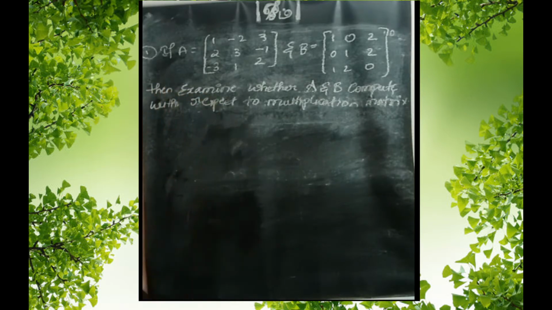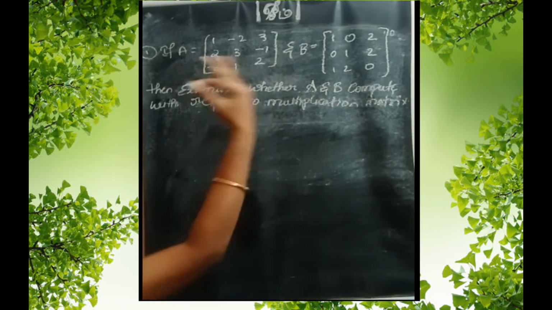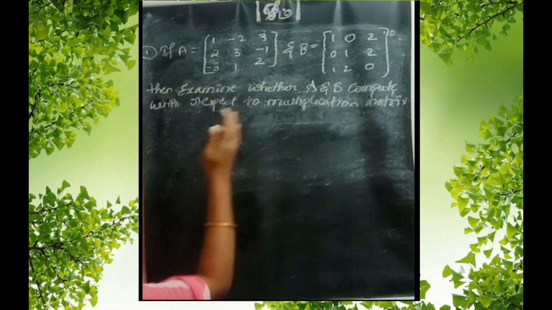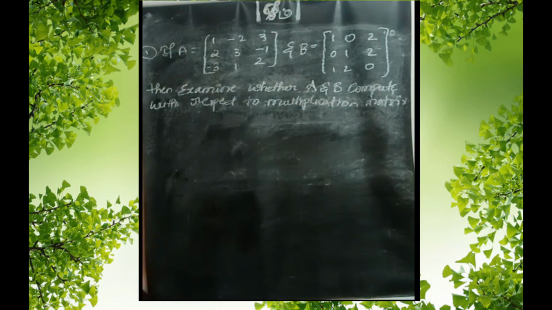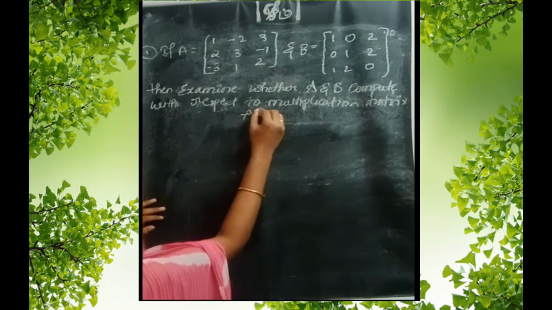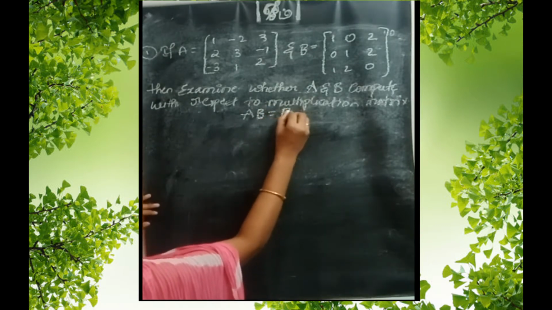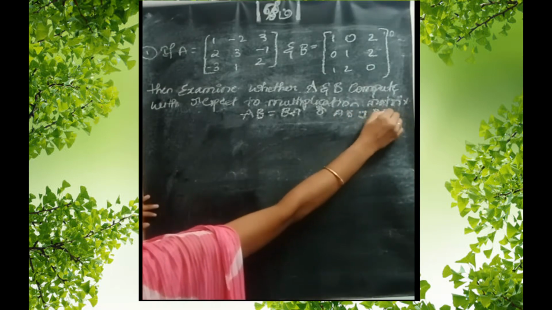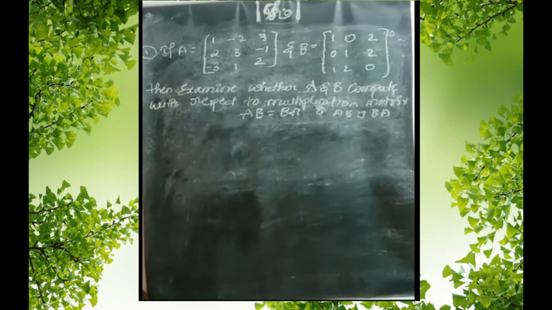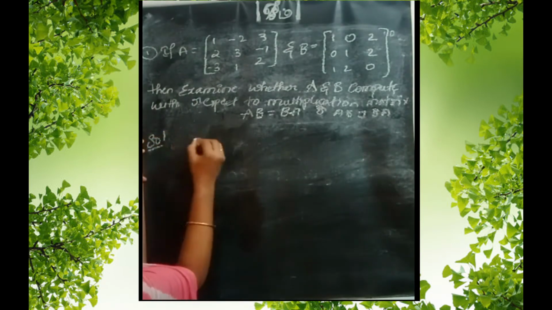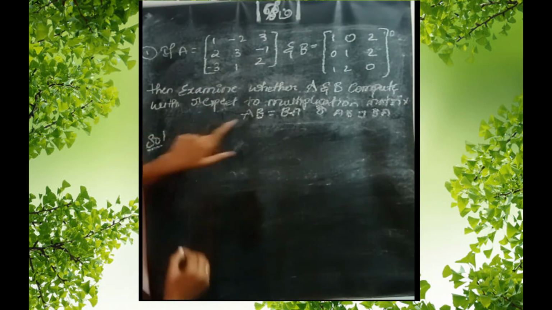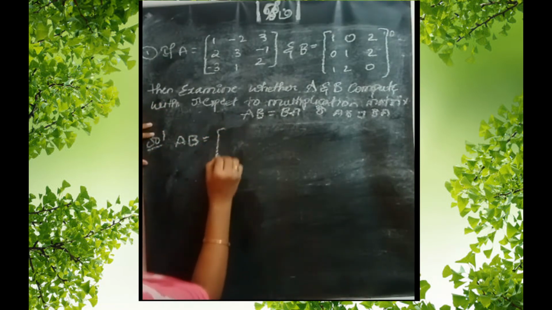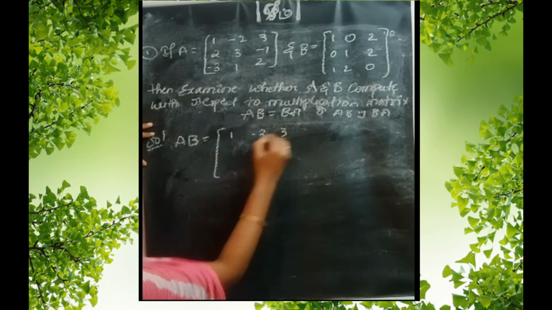If A equals one matrix and B is another matrix, they ask us to examine whether A and B are commutative with respect to multiplication of matrices. We have to check whether AB equals BA or AB is not equal to BA. For this, write AB first. Compute means first we have to compute A and B, then after we'll go for BA.